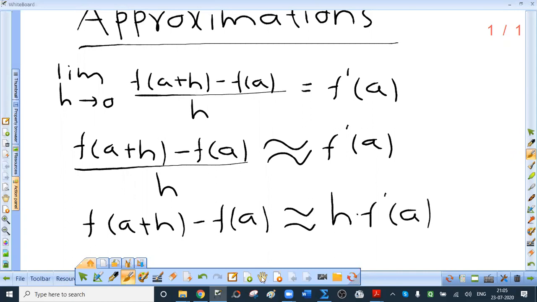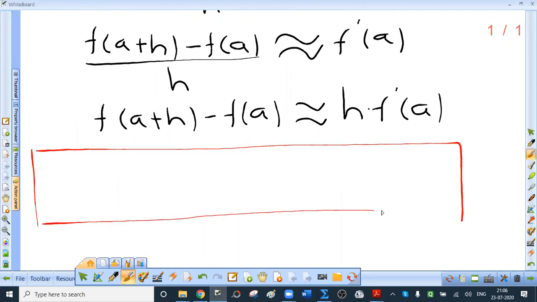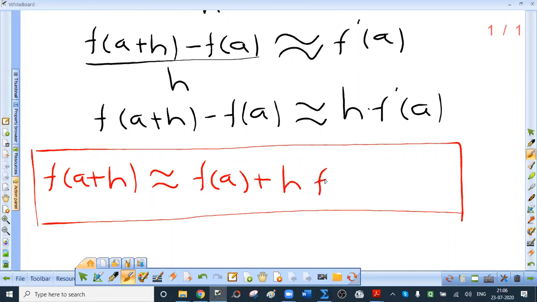Now rearrange the terms to get formula for approximation. So what is that formula? The formula for approximation is f of a plus h is approximately equal to f of a plus h into f dash of a. Okay. So write down, give the title approximations. I'll explain the proof once again.